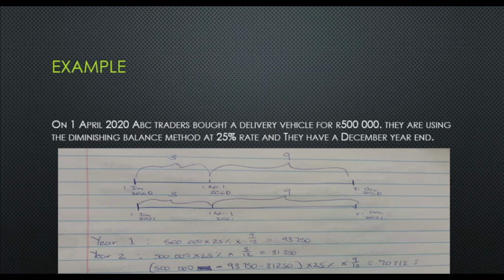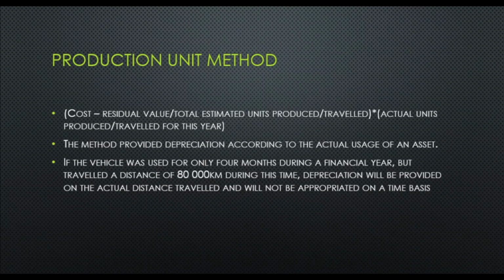And now that the asset has been in our business for a period of a year, we must use the accumulated depreciation to get the carrying amount. So we're going to say 500,000 less 93,750 less 31,250 times 25% times 9/12. And that gives us a depreciation of 70,312 rand 50 cents. And the depreciation for the year ended 31 December 2021 will be the 31,250 plus the 70,312 rand 50.